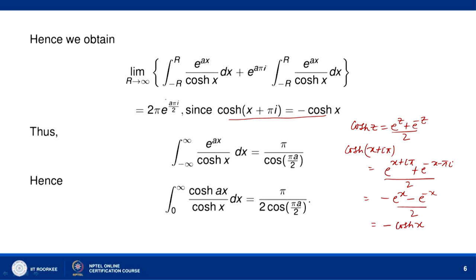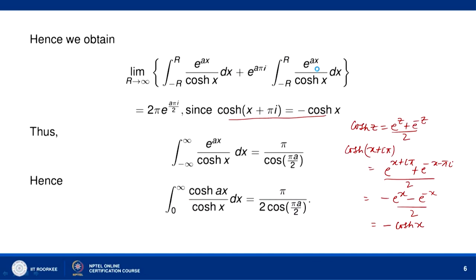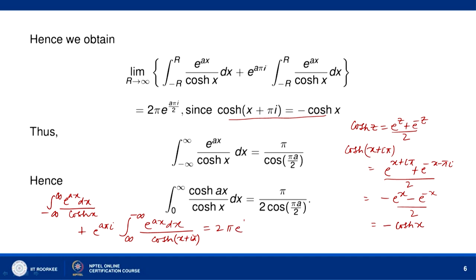So, this will become what? The integral from minus infinity to infinity of e to the power a x dx over cosh x plus the integral from infinity to minus infinity, it will be like this. This is the integral from minus infinity to infinity of e to the power a x dx upon cosh x plus e to the power a i π times the integral from infinity to minus infinity of e to the power a x dx upon cosh(x + iπ). This is equal to 2π e to the power a π i by 2.